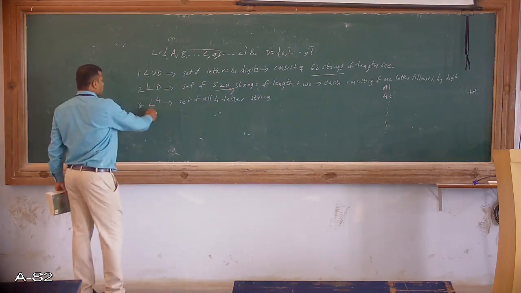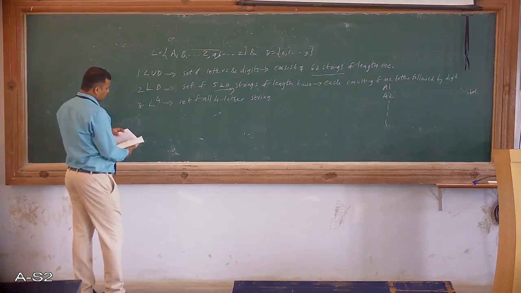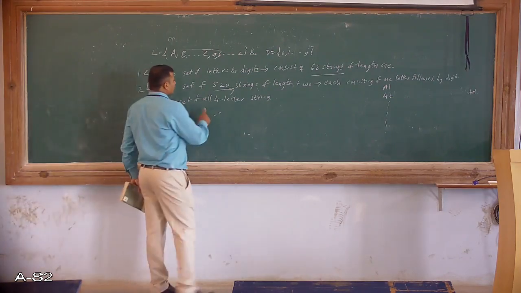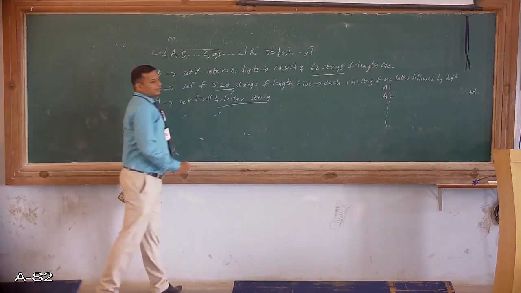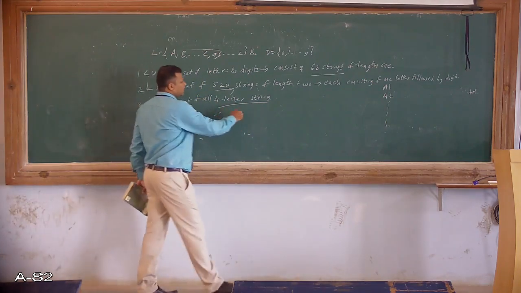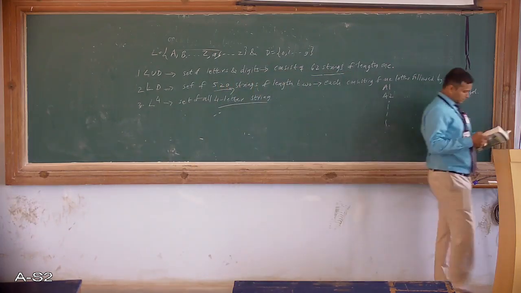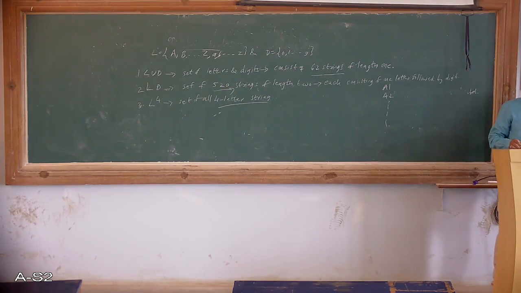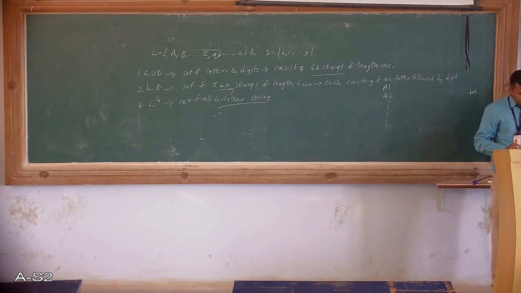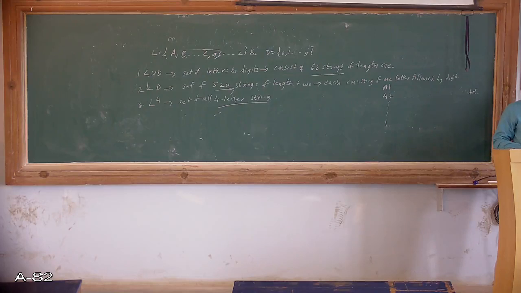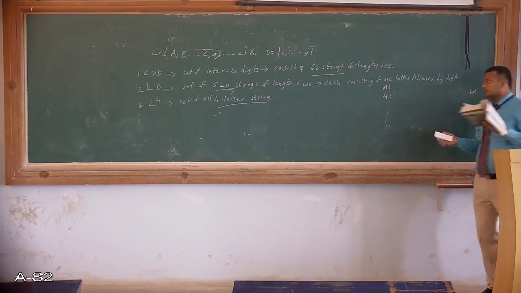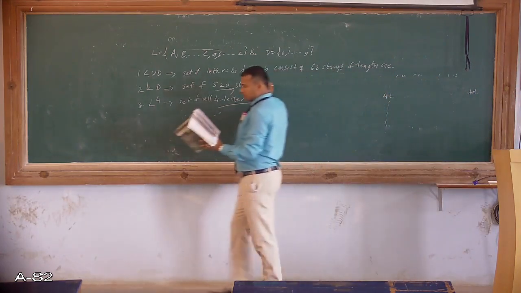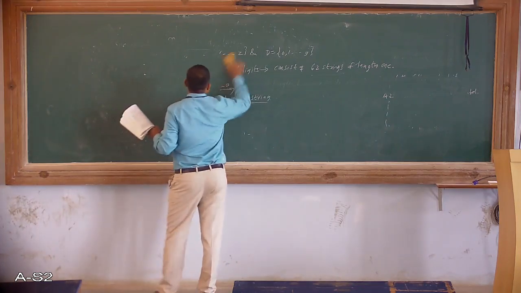Then L to the power 4 is nothing but the set of all 4-letter strings. Okay, so this is regarding the operations which are possible on languages.